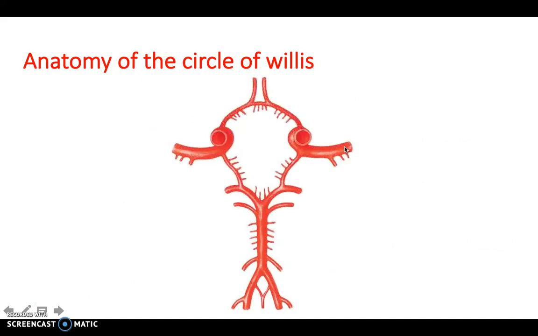Next we have the circle of Willis. So it's really important to be aware of the arterial and venous supply of the brain. So the circle of Willis exists on the underside of the brain as well. And essentially it's made up of an anterior and a posterior system.